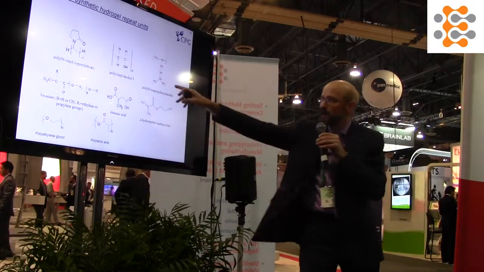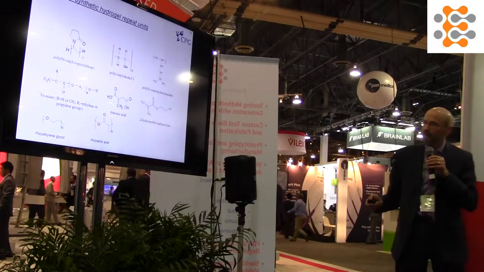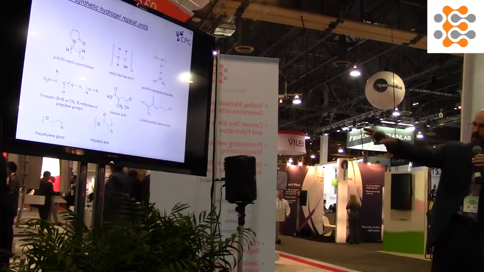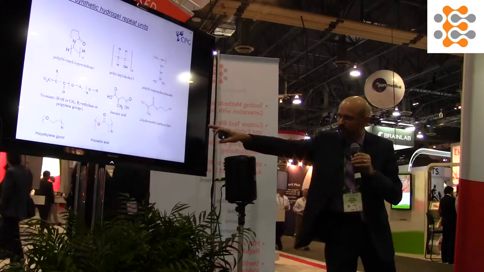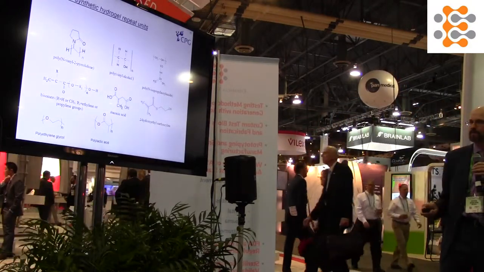One of the most common ones, polyvinyl alcohol, has that very common OH group as well. And there are multiple other types of hydrogels here. Polyethylene glycol is a very common one. And 2-hydroxyethyl methacrylate, HEMA, most contact lenses contain that.